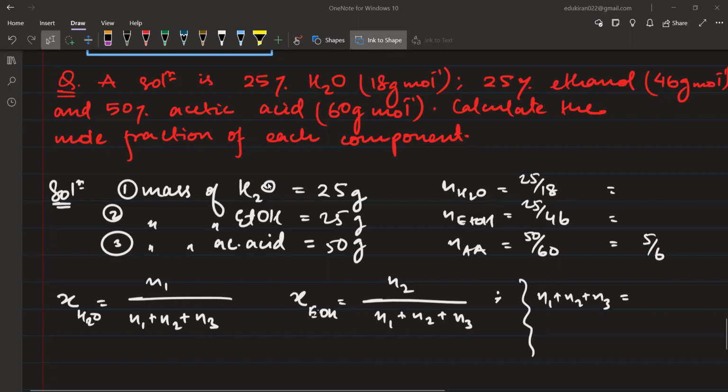Fatima, can you please turn the mic on? So when I added all 3 of them, I got 1. Obviously, you're going to get 1, but you have to calculate the mole fraction of each component, right? Not the sum of mole fractions. You have to calculate the chi of H2O, then chi of ethanol separately, right? Okay, fine. Iram correct. And Fatima correct.